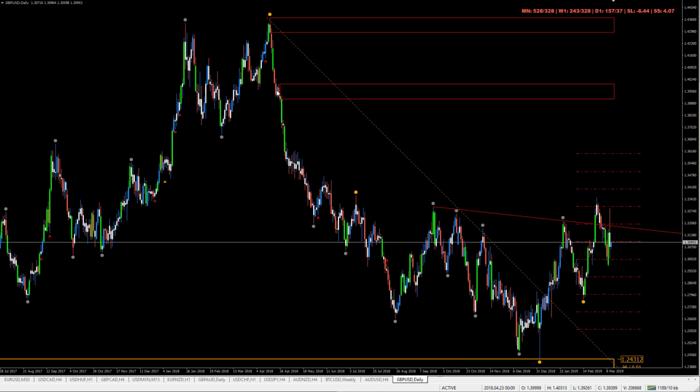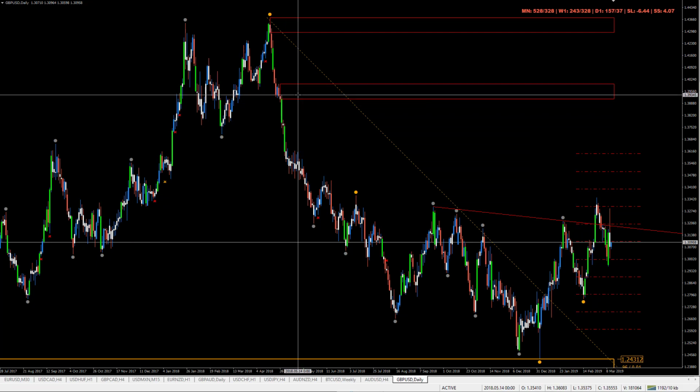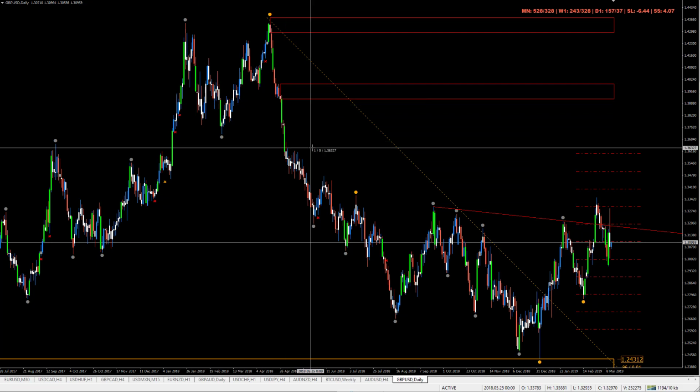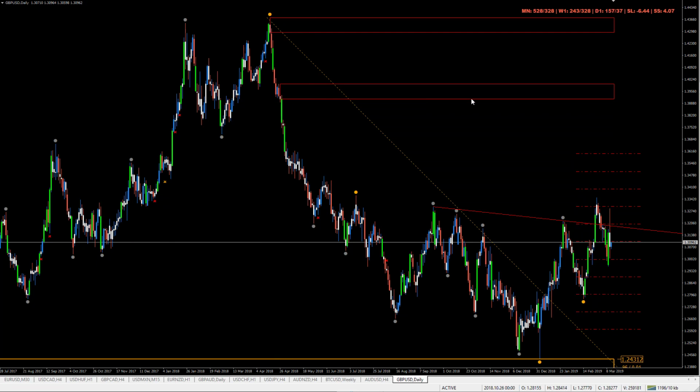We have some nice areas of supply above price. We have this here, which I like a lot. 139.35. I like this one here. And notice that there's nothing really stopping price from moving higher. If you look at the current high, the current level is here.